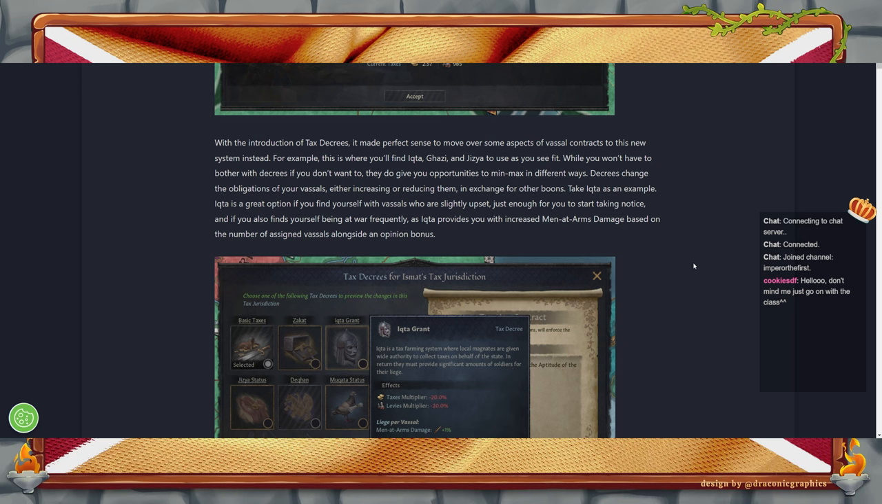Take Iqta as an example. Iqta is a great option if you find yourself with vassals who are slightly upset, just enough for you to start taking notice, and if you also find yourself being at war frequently, as Iqta provides you with increased men-at-arms damage based on the number of assigned vassals alongside an opinion bonus.